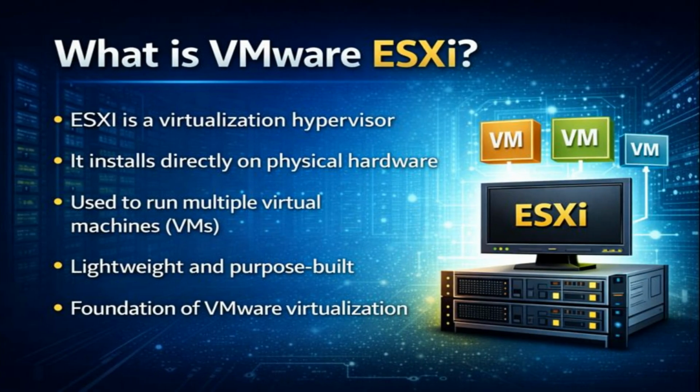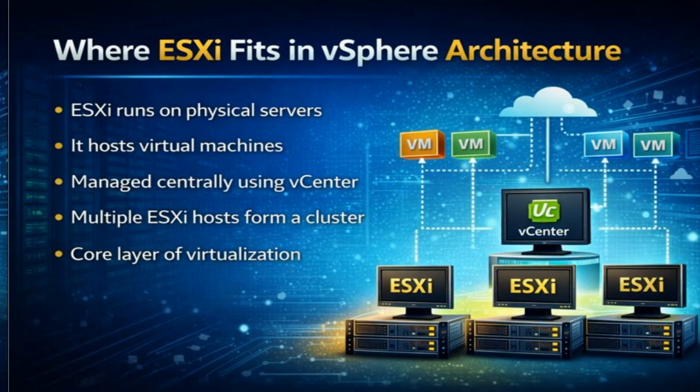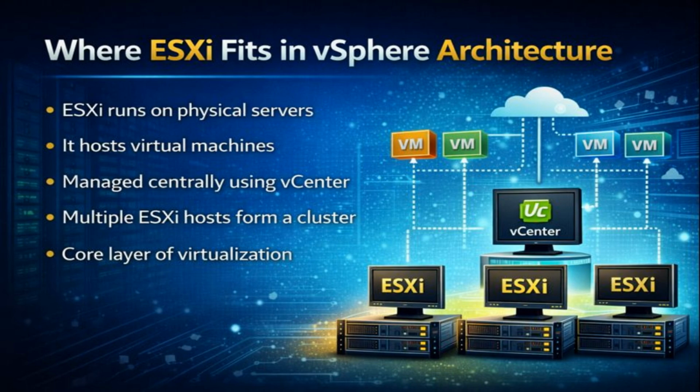VMware ESXi is a special operating system designed only for virtualization. Unlike Windows or Linux, ESXi is not used for daily work. Its only job is to manage hardware like CPU, memory, and storage, and share those resources with virtual machines. Think of ESXi as a very efficient traffic controller that makes sure each virtual machine gets what it needs without conflicts. In the VMware ecosystem, ESXi sits at the lowest layer, directly on the hardware.